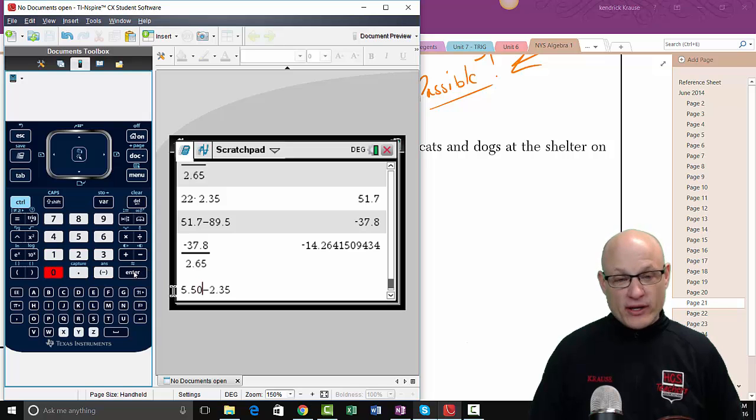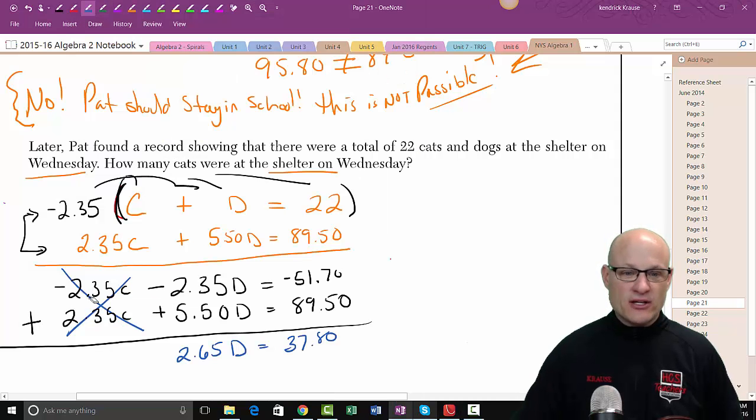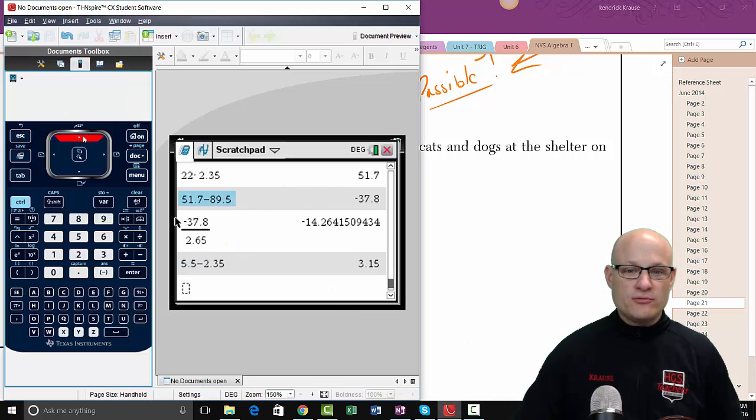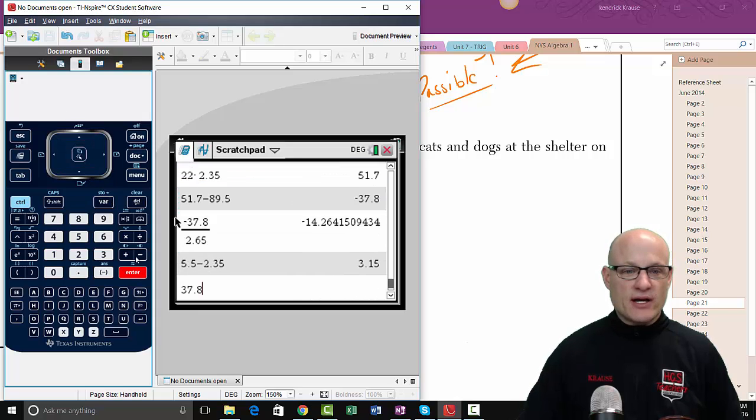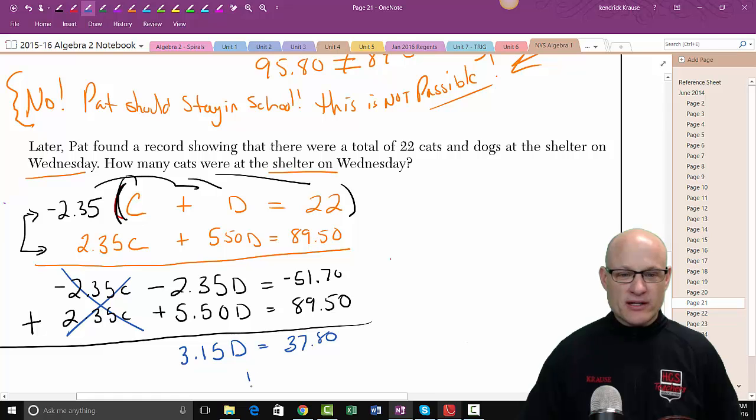So when I take 5.50 minus 2.35, I get $3.15. So this number should really be 3.15. And then we'll take the 37.80, wherever that is, there it is, and we'll divide by 3.15, and we get 12. I knew it turned out to be something like that. So D equals 12. So there are 12 dogs. And if there are 12 dogs and there's a total of 22, then there's got to be 10 cats.